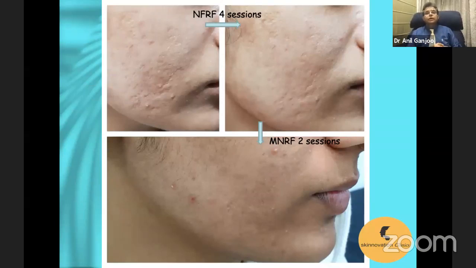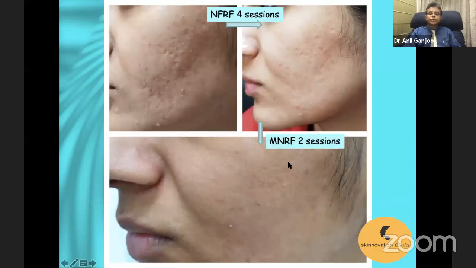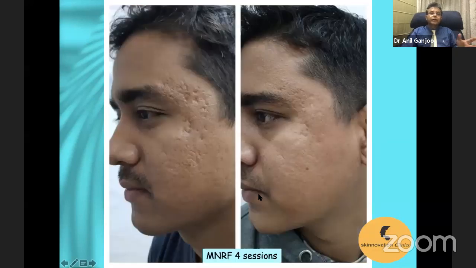I'll be talking about nano-fractional radiofrequency in a little while from now, but this patient again is a sequential treatment where she had undergone 4 sessions of nano-fractional radiofrequency, which is a more superficial treatment. And then after not getting very good response with NFRF, she went to MNRF, and 2 sessions of MNRF lower down from here to here. You can see complete clearance of scars with just 2 sessions of MNRF. So NFRF giving good response, but MNRF giving the final improvement. So combination of lasers at the same time or sequentially sometimes can also help you give further better response.